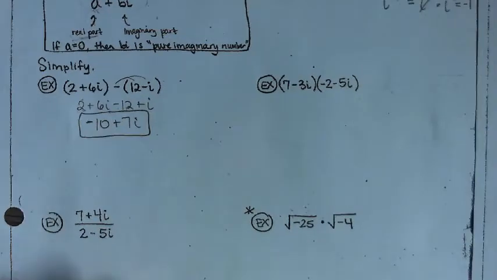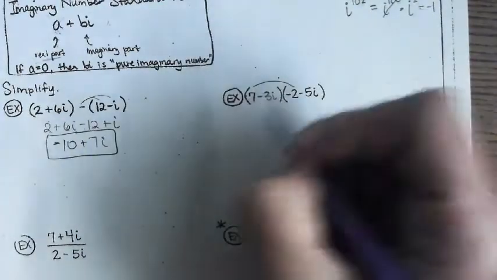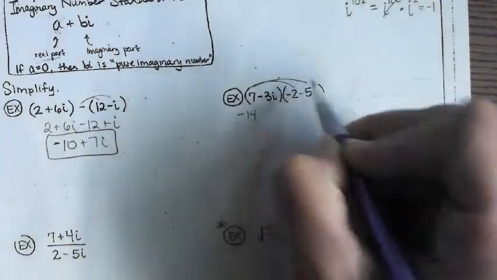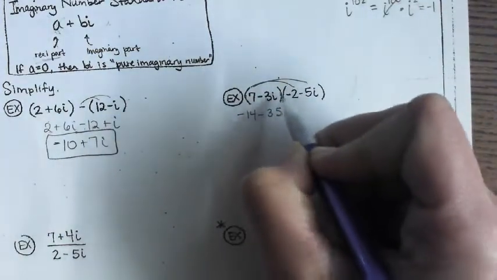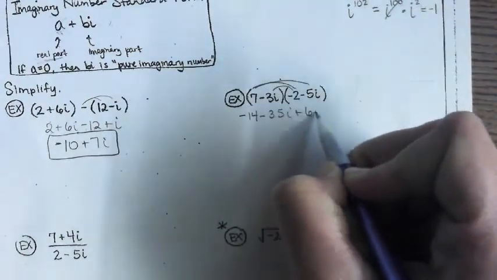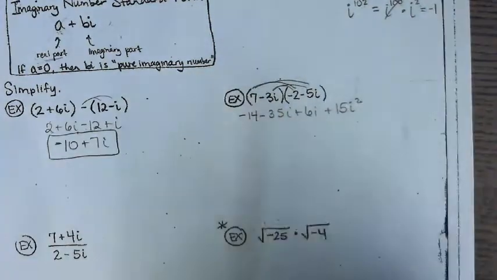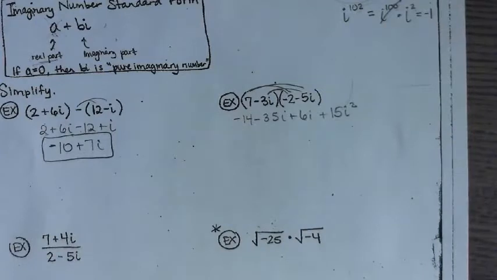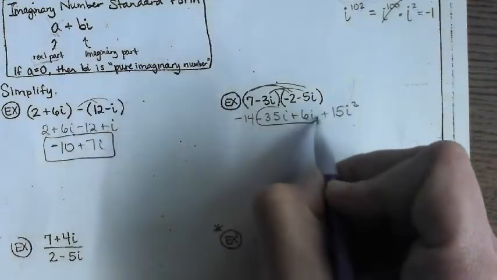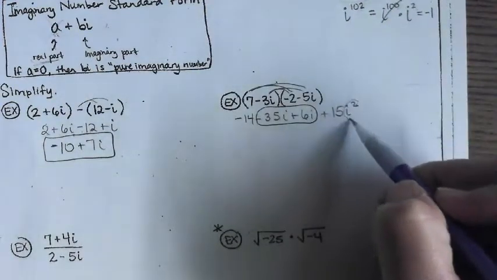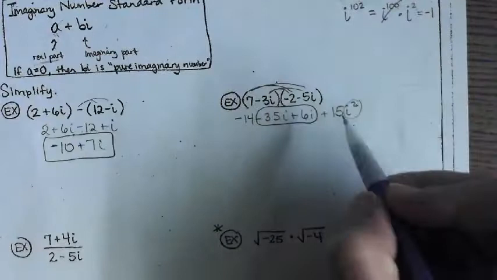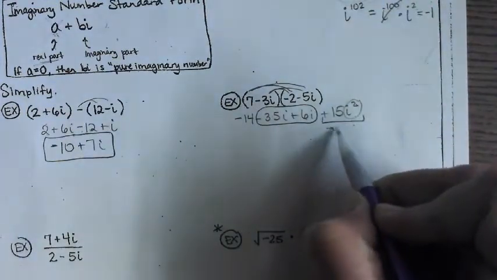Multiplying is going to be the same way you multiply polynomials. Negative 14 minus 35i plus a 6i plus 15i squared. But then, like we said, there cannot be an exponent on any i in your final answer. So these will combine, and this will be a negative 1, which will make this whole piece negative 15.